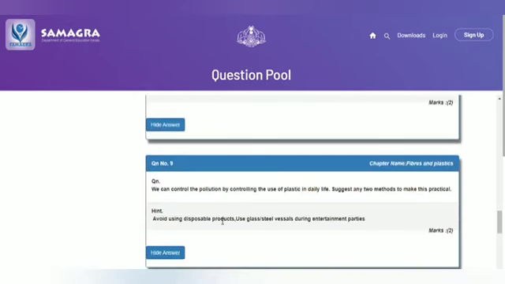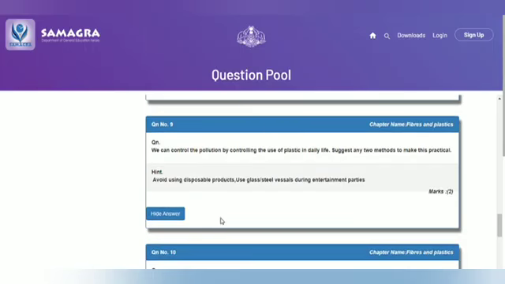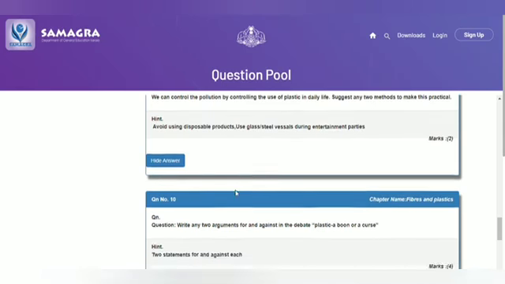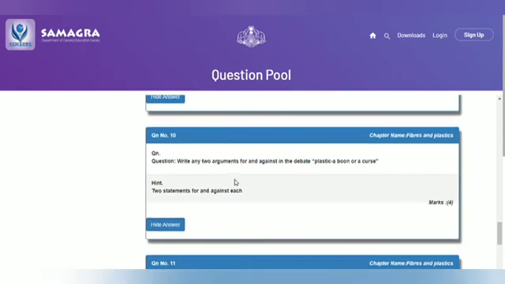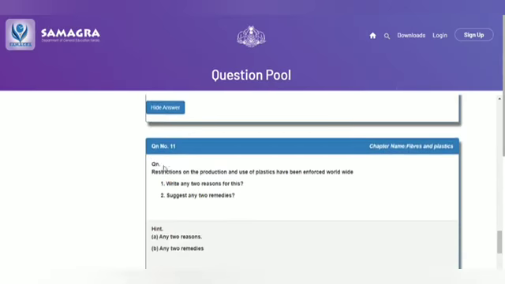We can control the pollution by controlling the use of plastic in daily life. Suggest any two methods to make it practical. That is, avoid using disposable products. Use glass, steel vessels during entertainment parties. Question, write any two arguments for and against in the debate plastic boon or a curse. It is the statement for and against each. Restrictions on the production and use of plastics.